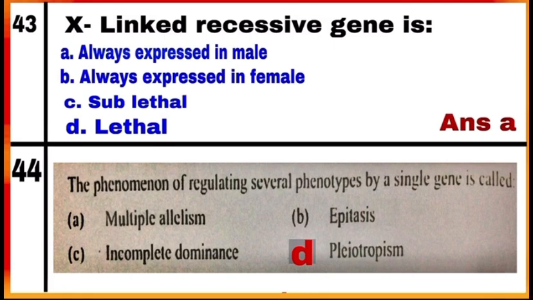Question 43. X-linked recessive gene is always expressed in males. So, here mark A as a correct answer. Question 44. The phenomenon of regulating several phenotypes by a single gene is called? This phenomenon is called pleiotropism, where several phenotypes are controlled by a single gene. So, here mark D as a correct answer.